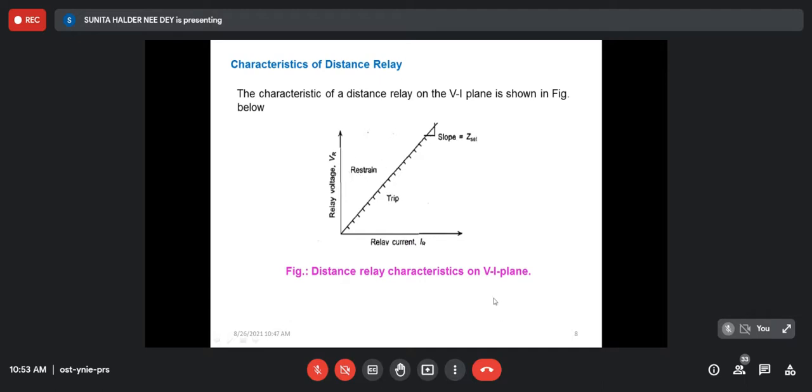Now the same characteristics we may draw in the RX plane. Why RX plane? Because we are setting the relay as per impedance. So it is better to compare the impedances. That's why, instead of the VI plot, distance relay characteristics are plotted in the RX plane. That means in terms of impedance.